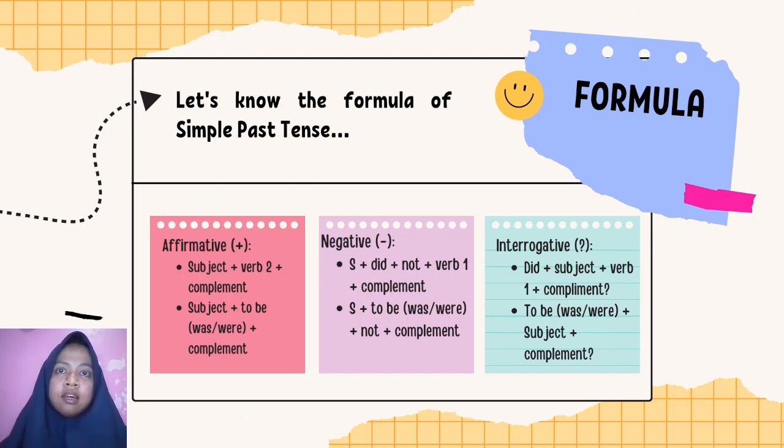Next, there are formulas. Here there are two formulas that we will use. The first is verbal simple past tense and the second is nominal simple past tense. The verbal simple past tense uses a verb as a filler for the predicate. Verbs in the verbal simple past tense are not affected by the subject. So, whatever the subject, the verb form will remain the same. In the nominal simple past tense, the predicate part will be filled by was for the singular subject and were for the plural subject as the past form of to be.